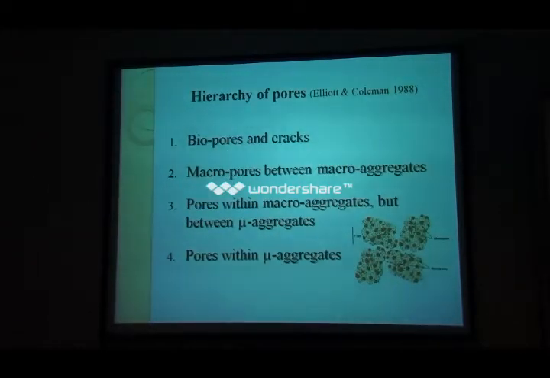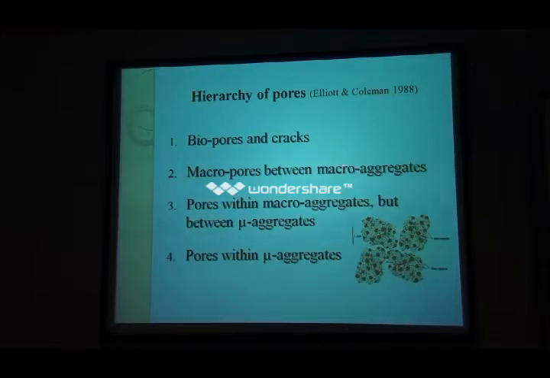Because there's a hierarchy of aggregates, there has to be a hierarchy of pores. So Elliott and Coleman defined these 4 sizes of pores. There are biopores, which are the pores formed by roots and, say, earthworms. And there are also cracks that are formed in the soil by wetting and drying of the soil. These ones are greater than 600 micron.